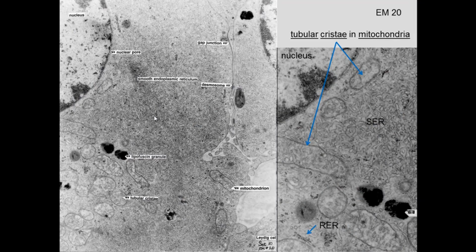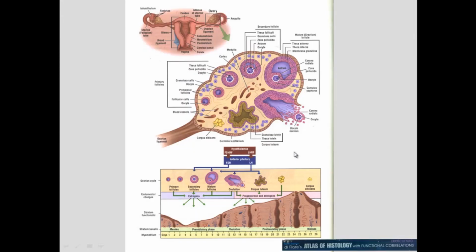The Leydig cells have lots of smooth endoplasmic reticulum, as we see here in this horse. There's a nucleus, and there's smooth ER, and the mitochondria actually have tubular type cristae, not lamellar, but tubular type cristae. You can see that the cristae look very similar to the smooth ER, except it's inside the mitochondria.